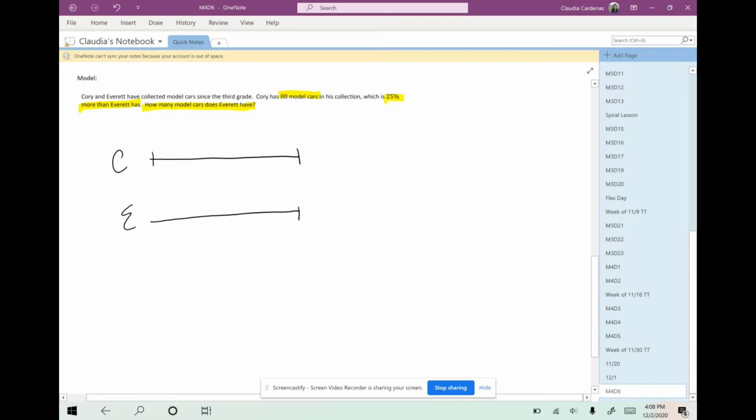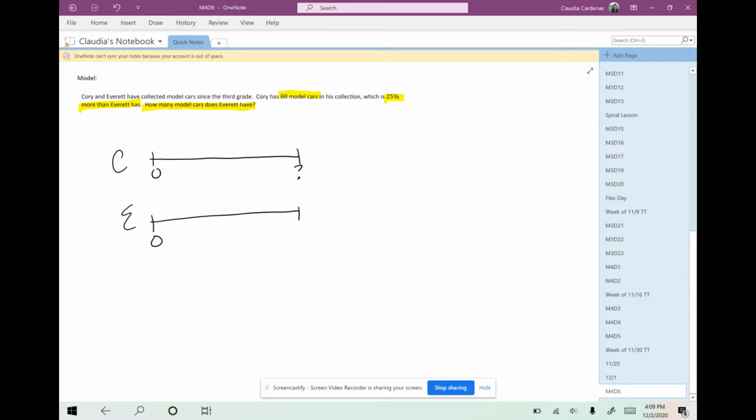Okay, so we have a number line for Corey, we have a number line for Everett. We know they start at 0, and right now they'll be the exact same length. So let's go ahead and put in the information that we have. Well, we don't know how many model cars Everett has, so this number line goes from 0 to a question mark because we don't know the total. But we do know that Corey has 80 cars altogether, so this can go from 0 to 80.